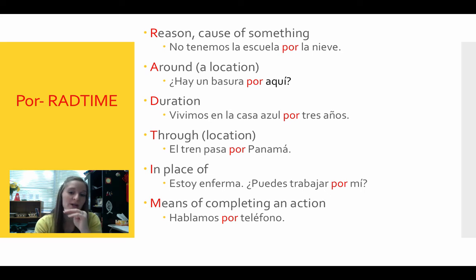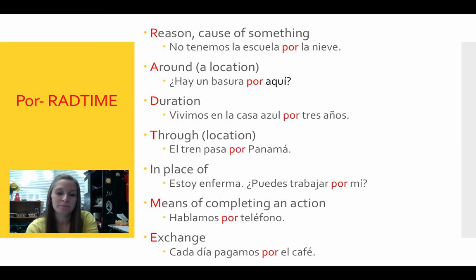Okay, the M stands for means of completing an action, so how something is done. So hablamos por teléfono. How is speaking accomplished in this case? Through the telephone. Bueno. And the E stands for exchange. Cada día pagamos por el café. Bueno, money for food. Money for café en este caso. Bueno, so whenever you have an exchange, whenever you're talking about money, you're going to use por. And then one more that's not on here that's just good to know. Whenever you say thank you for, you're always going to use por. Gracias por. So those two just go together.